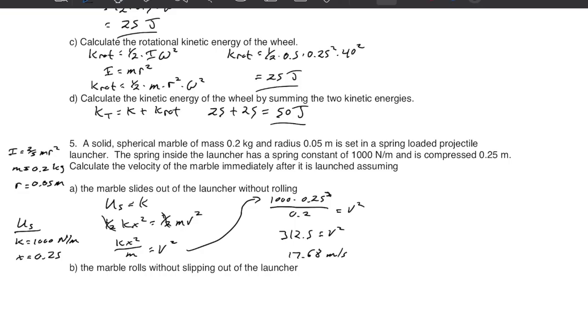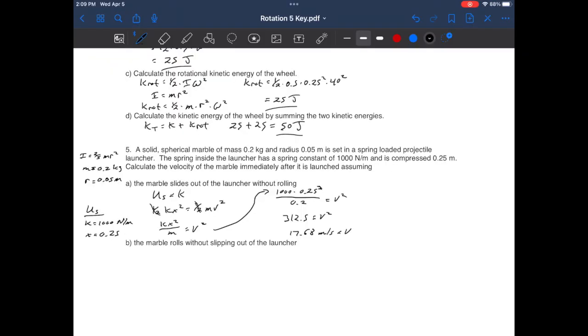But if the marble were to roll out without slipping out of the launcher, it's moving left or right, it has kinetic energy. It's rolling. Slipping would be you hit the gas on your car on ice and your wheels spin and they don't go anywhere. That's slipping.